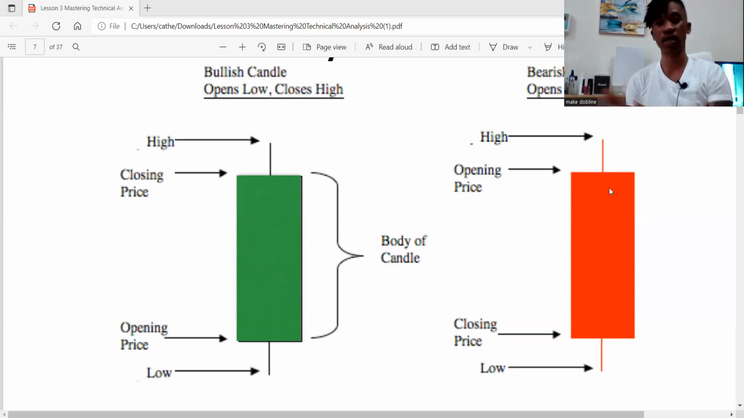What about the candle on the red? We call it the bearish candle. Why is it the bearish candle?